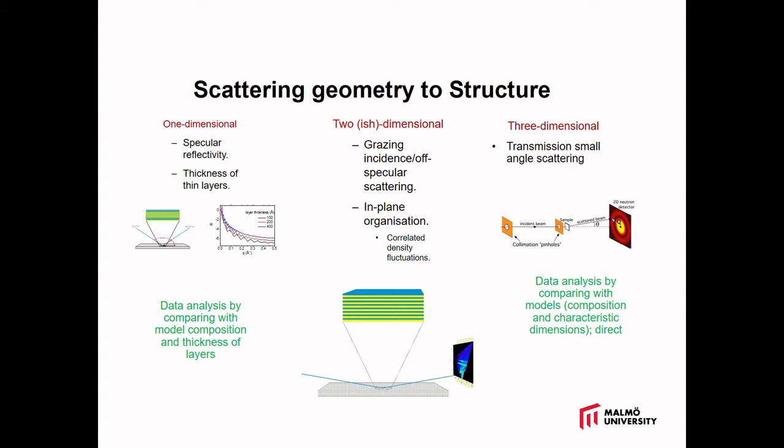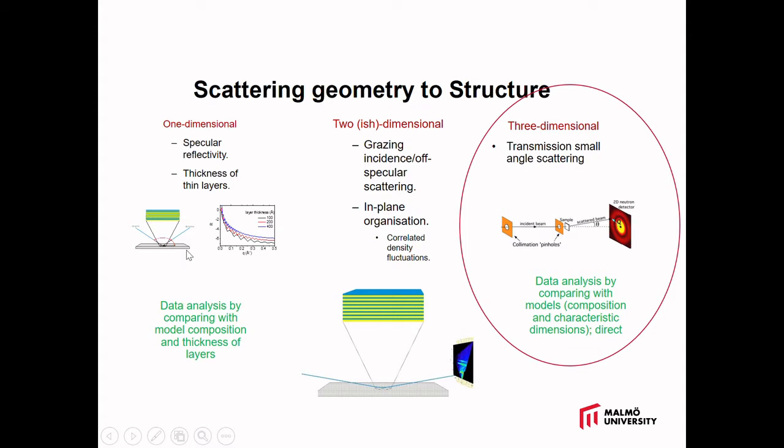So here's a slide where I introduce 3 techniques. I have a sample and a measurement geometry. If we think of specular reflectivity as a one-dimensional probe of structure, these grazing incidence off-specular techniques look at 2-dimensional structure, and what I'm going to talk about today, transmission small angle scattering, is a reconstruction of largely 3-dimensional structure.